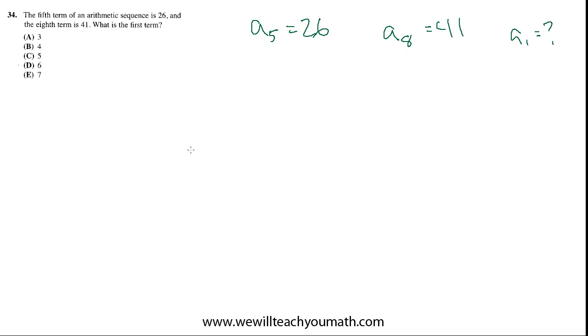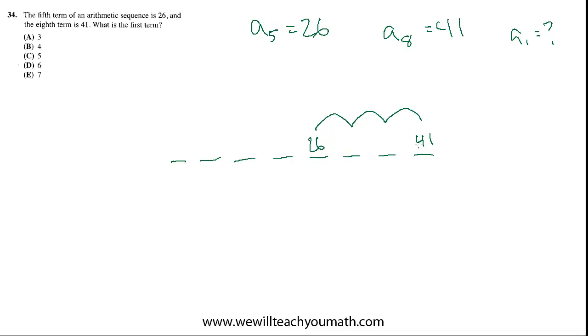Let's say we're dealing with the first 8 terms. 1, 2, 3, 4, 5, 6, 7, 8. Which ones do we know? We know 5 is 26 and 8 is 41. And the difference between all these has to be the same. So to get from the fifth term to the eighth term, you have to jump to the sixth and then the seventh and then the eighth.